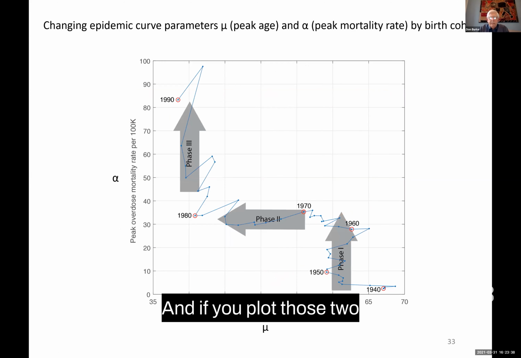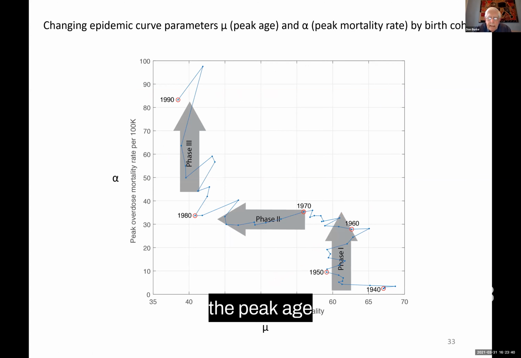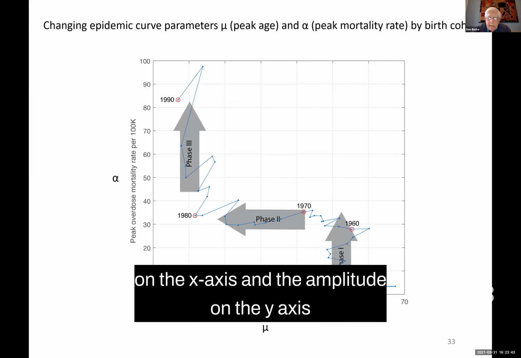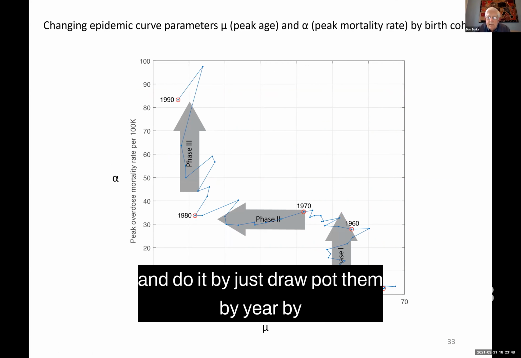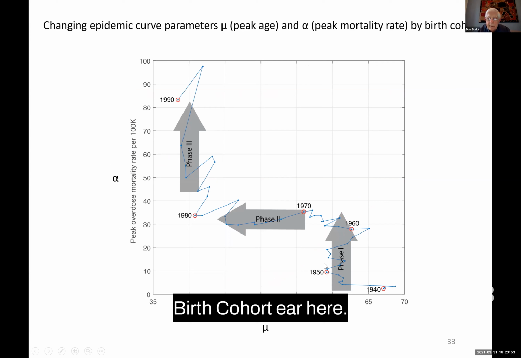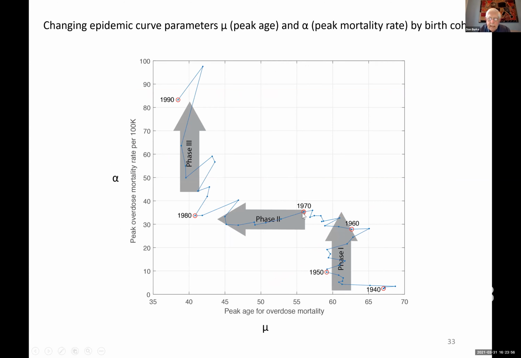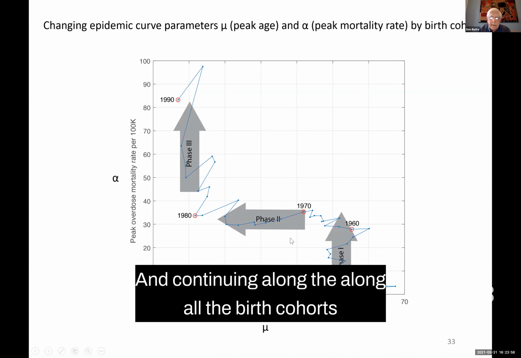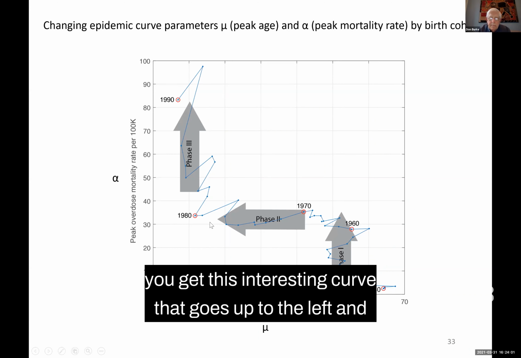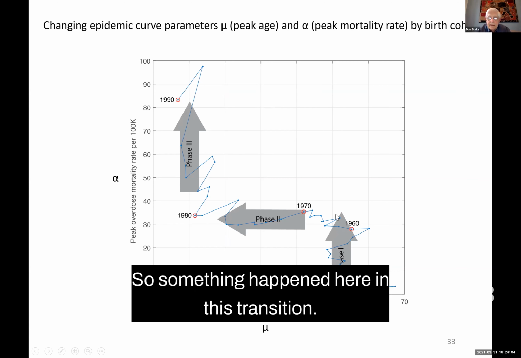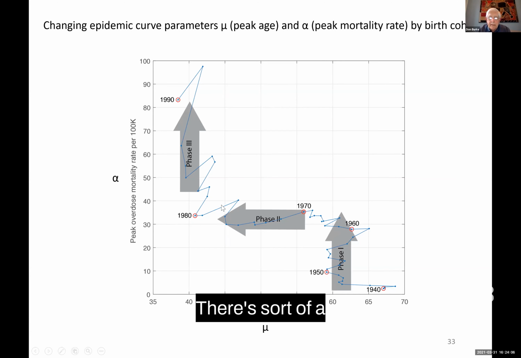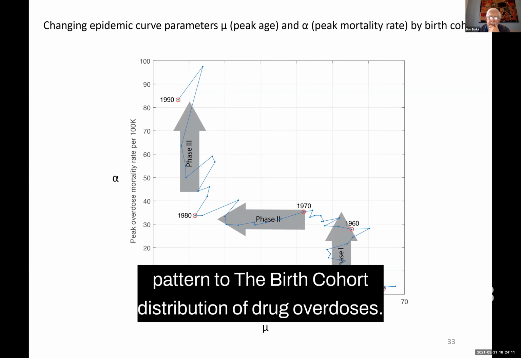And if you plot those two against each other, the peak age on the x-axis and the amplitude on the y-axis, and plot them by birth cohort year, continuing along all the birth cohorts, you get this interesting curve that goes up to the left and then up again. So something happened here in this transition. There's sort of a two-component pattern to the birth cohort distribution of drug overdoses.